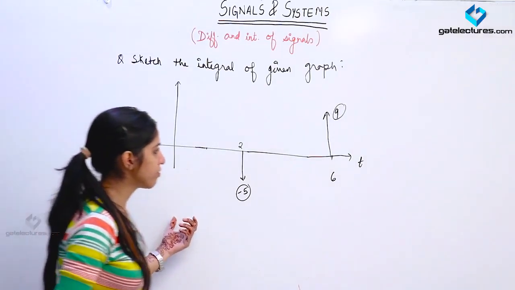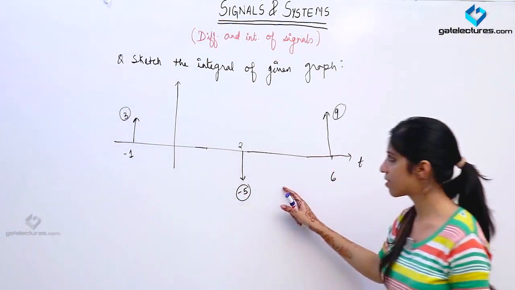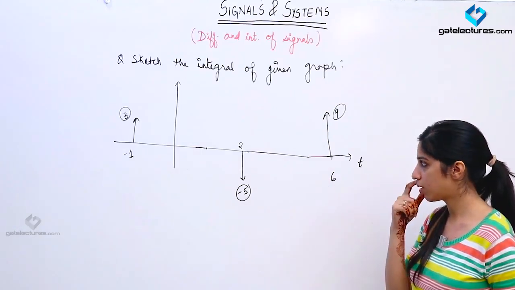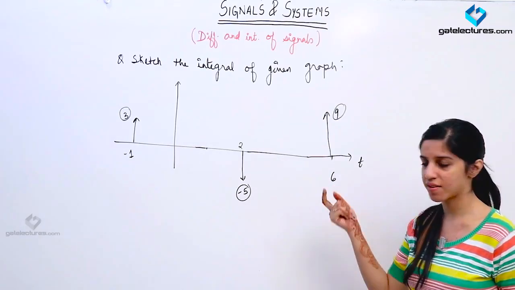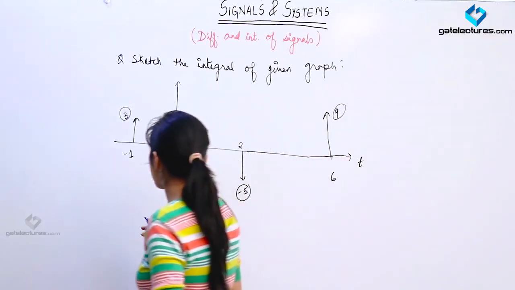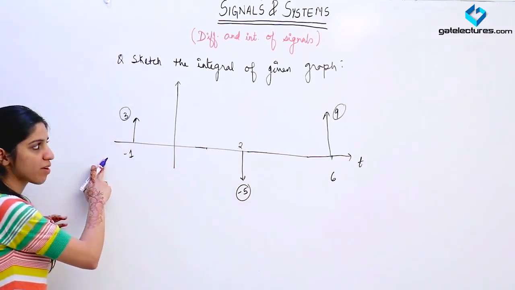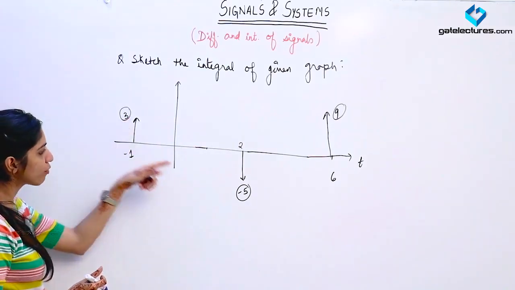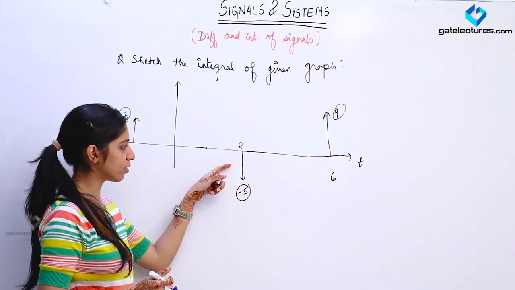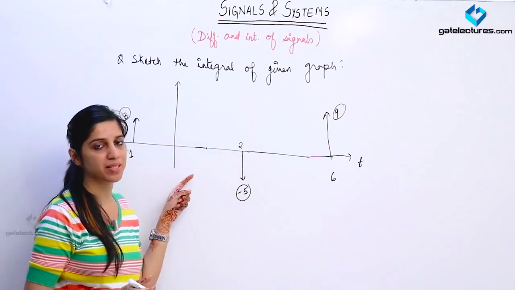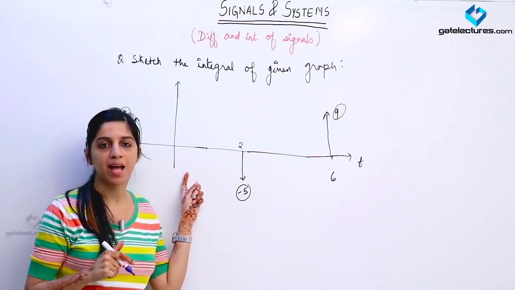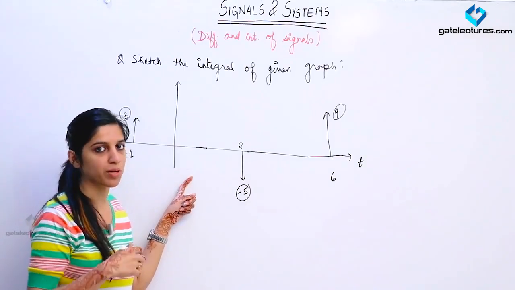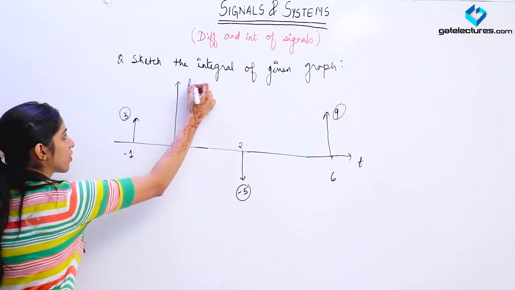So, we are given a graph which looks like this, and you are required to find the integral of this graph. I am going to do it both graphically as well as by representing the function. If I try to represent this function using impulse signals, what can I write? The values of these numbers represent the area under the impulse, and this area is going to be the coefficient of the impulse function when I write it in the form of a function.